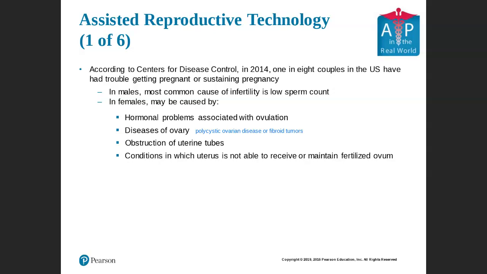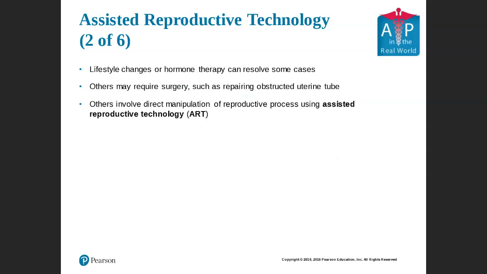Conditions in which the uterus is not able to receive or maintain a fertilized ovum are all reasons for female infertility. Lifestyle changes or hormone therapy can sometimes resolve some of the cases. Others may require surgery, like repairing an obstructed uterine tube. A lot of times they'll lavage and clean out, what they call curettage, and basically debride all that endometrial tissue out of the oviduct.